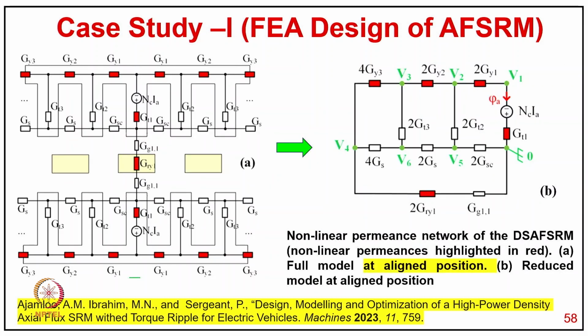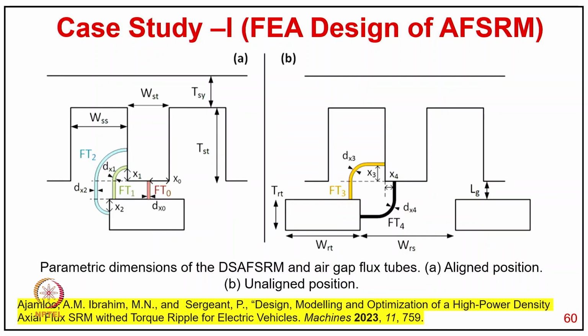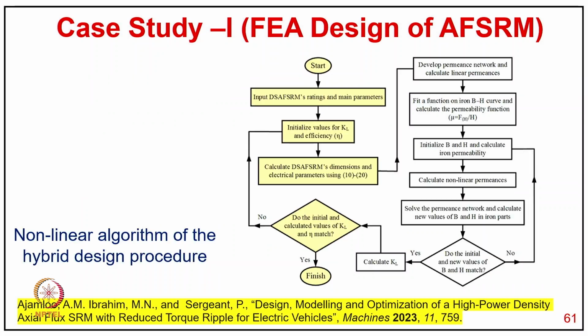And typically you can have a nonlinear permeance network of doubly-sided axial flux reluctance motor, with the nonlinear permeance highlighted in red, showing the full model at aligned position and reduced model at aligned position. Similarly, the nonlinear permeance network of this reluctance motor at unaligned position, highlighted in red, with a full model of unaligned position and reduced model of unaligned position. And typically here are the parameter dimensions of the doubly-sided reluctance motor at the air gap tubes, aligned position and unaligned position. And typically this is the case of the nonlinear algorithm of the hybrid design procedure.